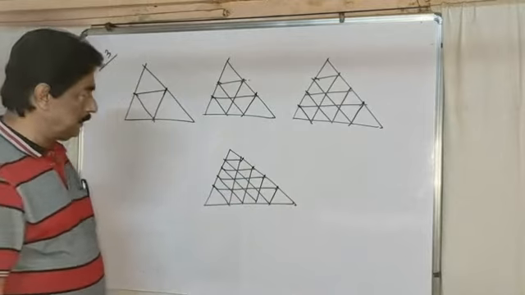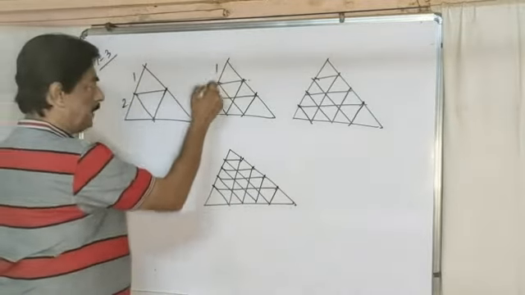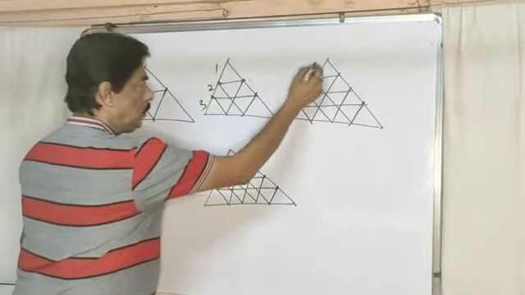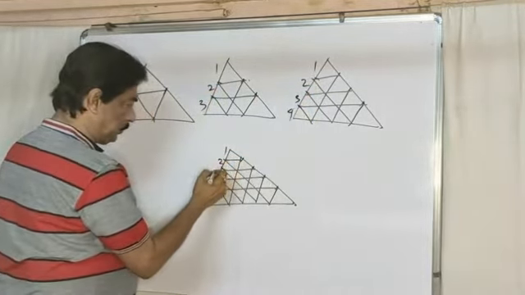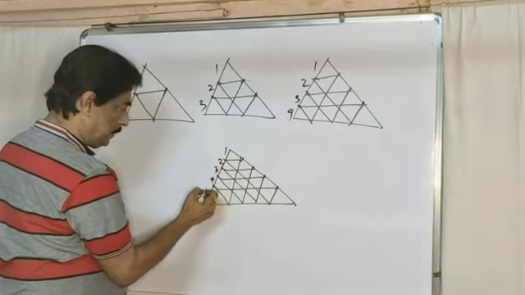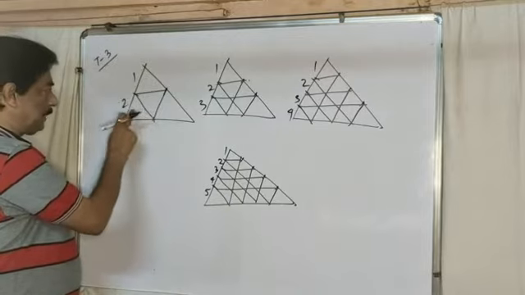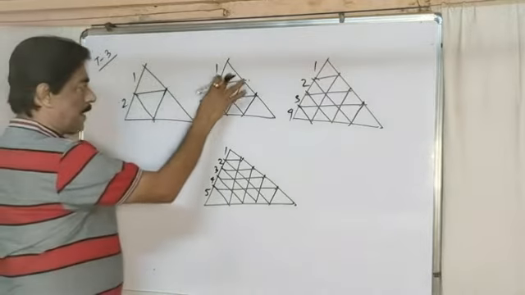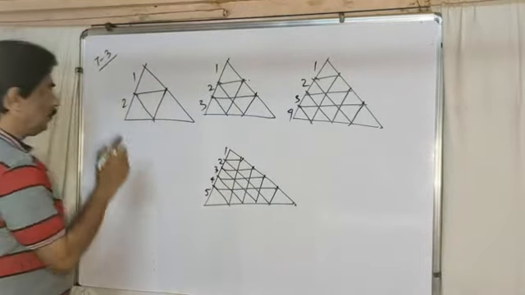Now, what is the rule behind it? First of all, part 1, 2 and 3. 1, 2, 3 and 4. 1, 2, 3, 4 and 5. Rule 1. Remember, this is 2 parts, this is 2 parts, this is 2 parts. This should be maintained. 1, 2, 3 part, 1, 2, 3 part, 1, 2, 3 part. These are maintained. Now, what is the rule?